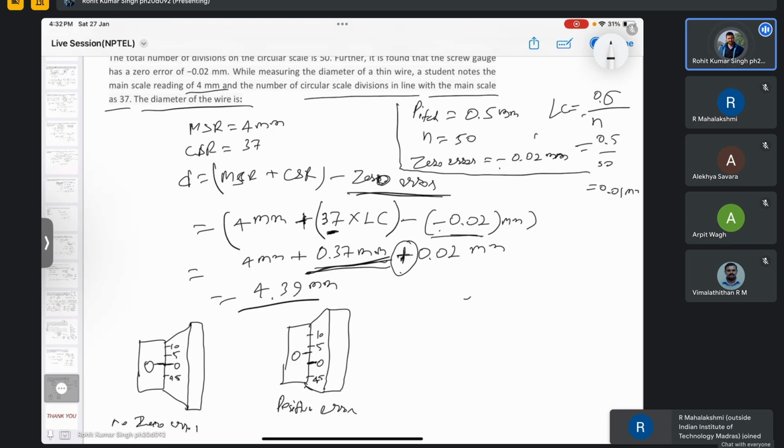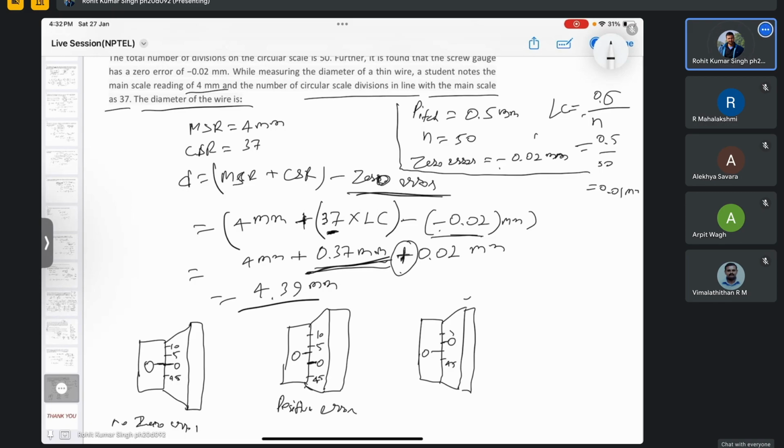Okay, and if you have something like this, zero starts from here, 45, 5, then this is a negative error. This will overestimate your results, whatever you measure will be more using this screw gauge, and this will underestimate your result, whatever you measure will be less.